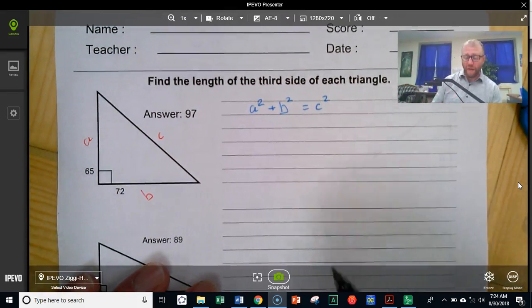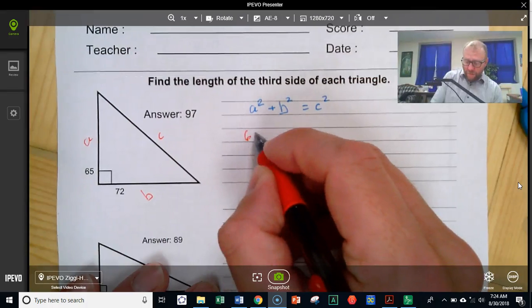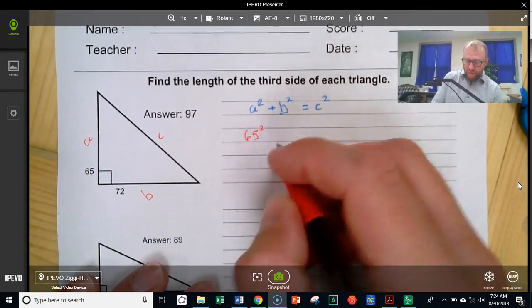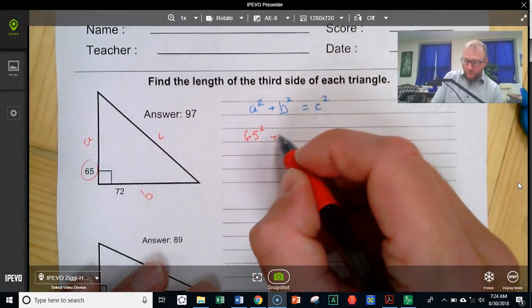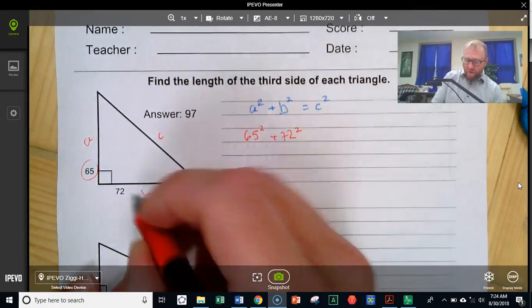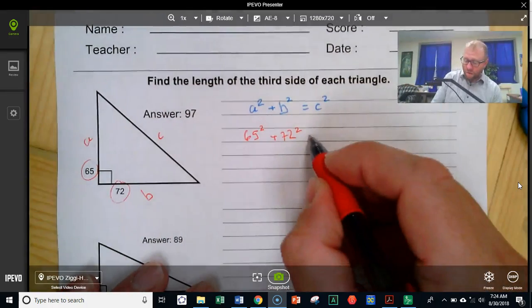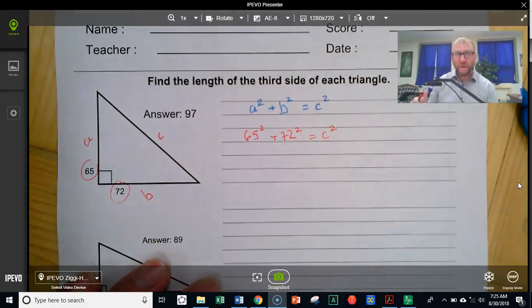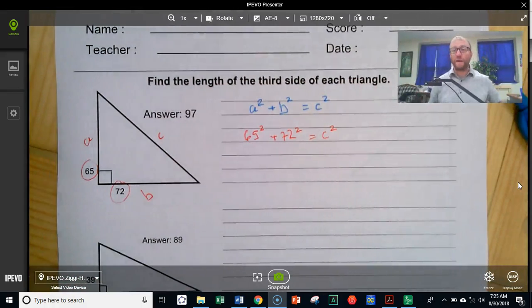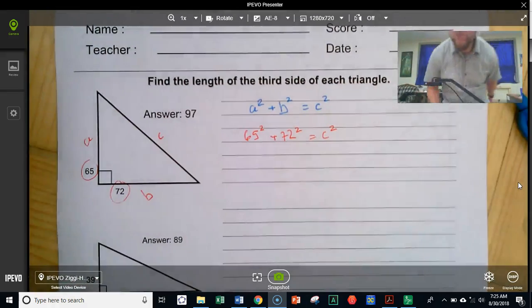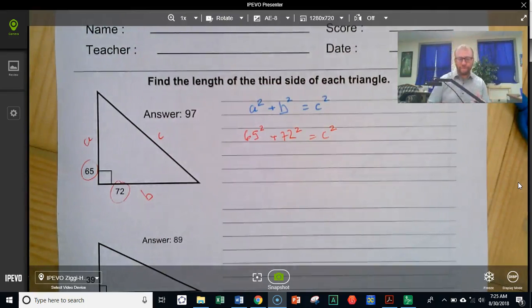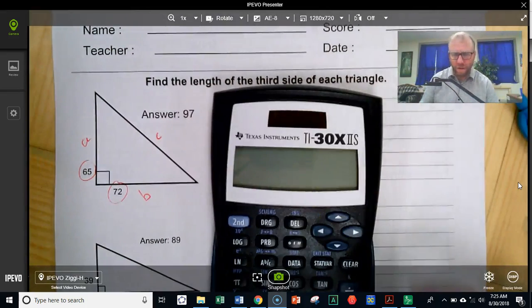So we'll fill in our blanks here. We've got 65 squared plus 72 squared, these are some big numbers, equals c squared. Now I'm going to have to get my calculator out. Here, I have a calculator now. So let's see.